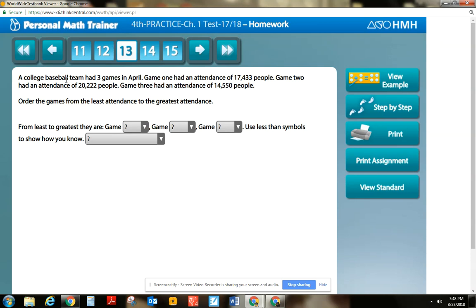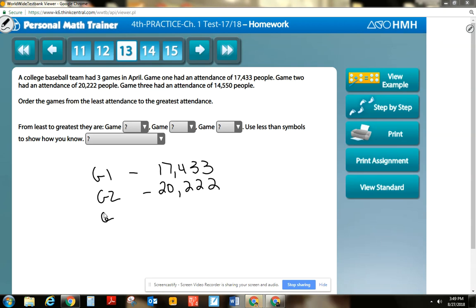All right. So a college baseball team had 3 games in April. Game 1, watch me label, game 1 had an attendance of 17,433. Just going to write it down. Game 2. You notice that I'm putting a G2 for game 2. You don't want to just write down the number, because the numbers kind of all get mushed up. So you want to label it the best that you can. Then game 3 had an attendance of 14,550 people. I don't know if I'm going to add, subtract, or what's going on yet, but I always line up my place for it.